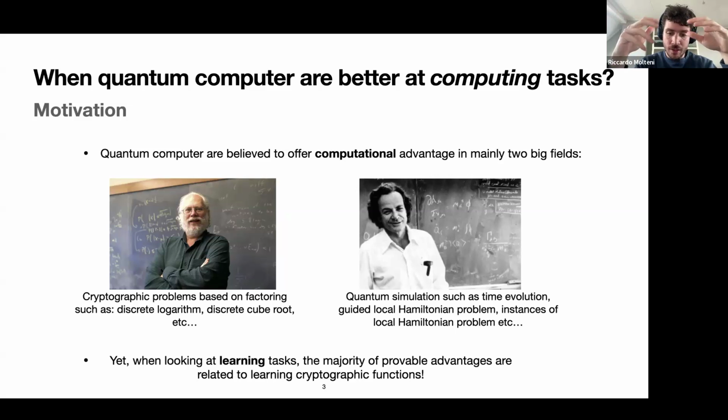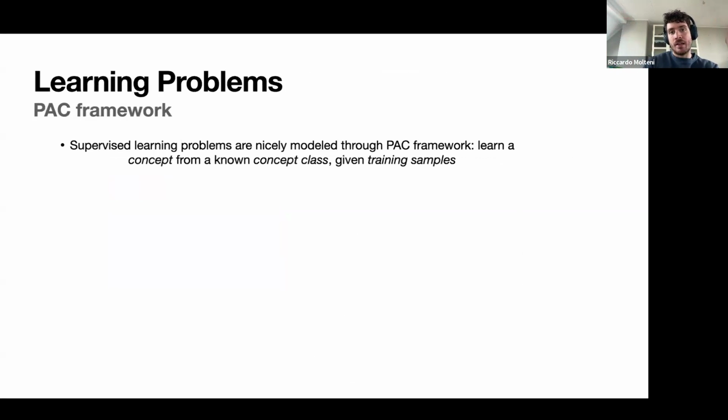So we know that from these two big fields, quantum computers offer advantage when we want to compute a function. However, if we look at the literature, the majority of provable advantages are related to functions which come from the first big field, from cryptographic problems. To understand why this happened and to better motivate our work, I need to introduce what we mean by learning task in our work. I will do that using the PAC framework.